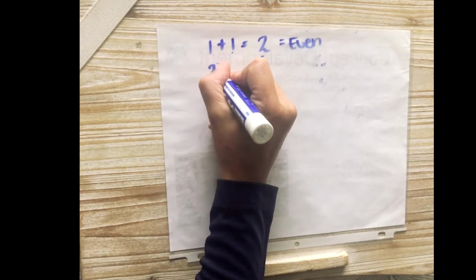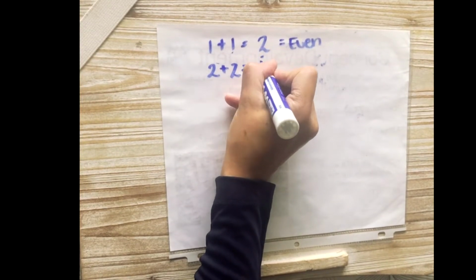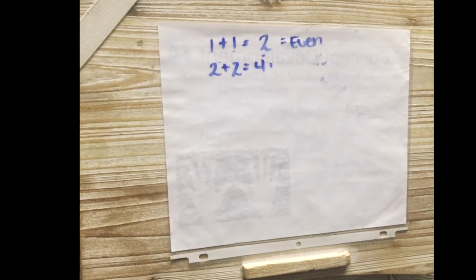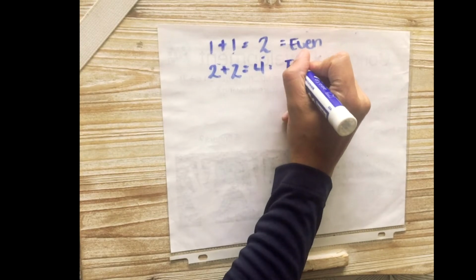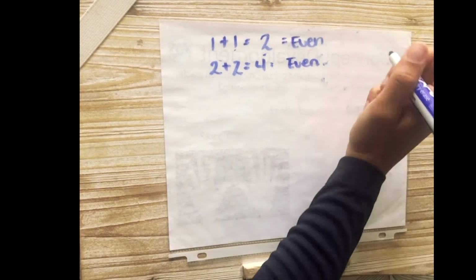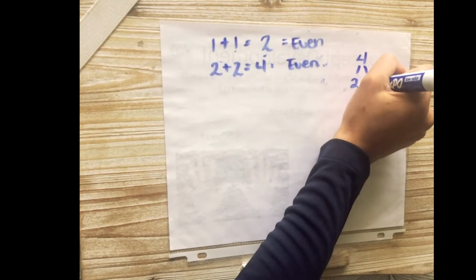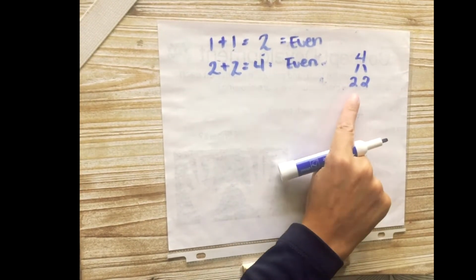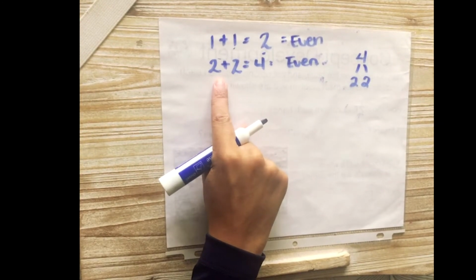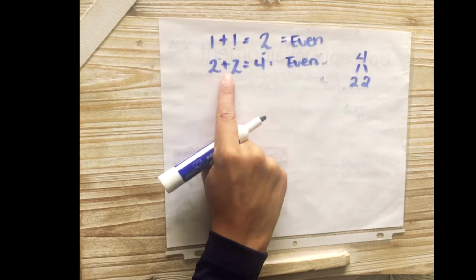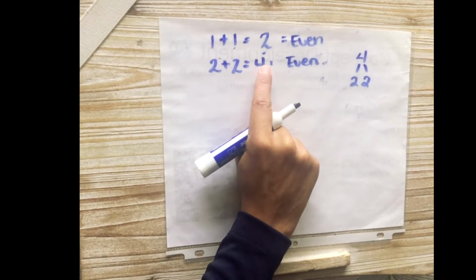So I can go ahead and write another doubles fact. 2 plus 2 is equal to 4. And if you were thinking, 4 is also an even number because if I have 4, I can break 4 into 2 equal groups. I can break it into 2 and 2. So always remember, the sum of doubles or 2 equal addends is always going to be an even number.